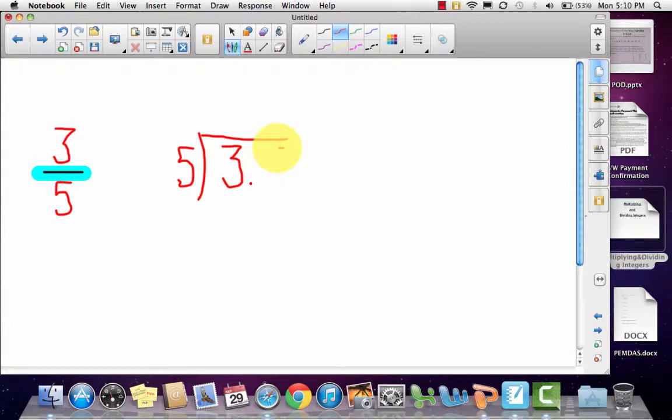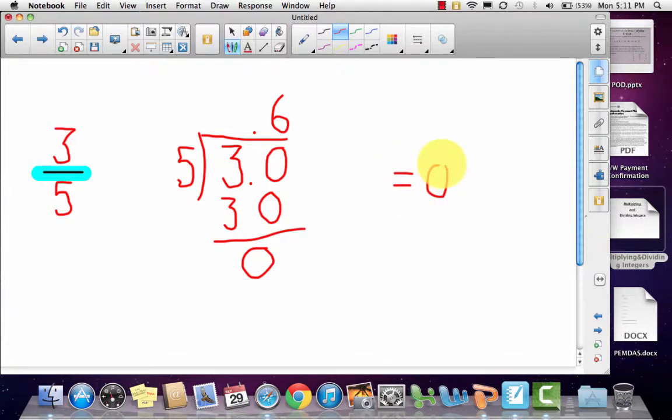division problem. Since 5 can't go into 3, I'm automatically going to add a decimal point and a 0. And that decimal will come straight up into my answer so that I don't forget later on. 5 can go into 30 6 times, so 6 goes above the 0. I multiply 6 times 5, that gives me 30. And if I subtract 30 minus 30, that leaves me with 0. So 3/5 as a decimal is equal to 0 and 6/10.